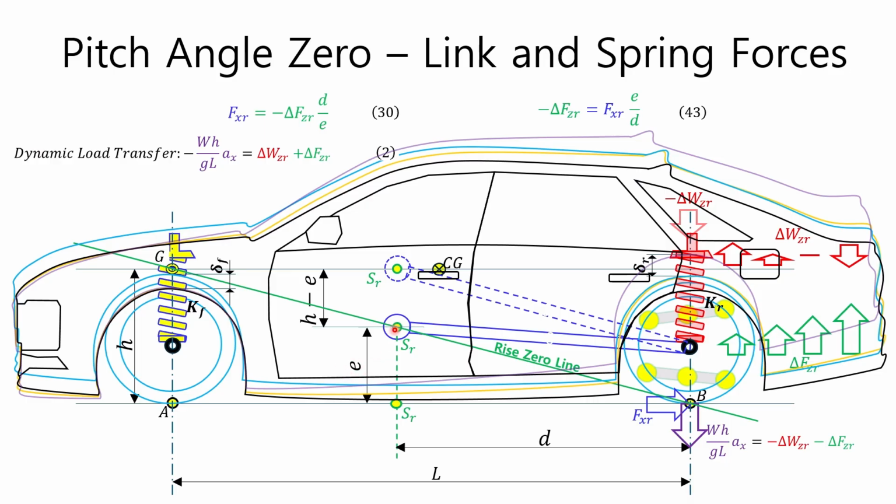In the case of rear wheel braking, if the height E of the virtual reaction point SR lies above the line connecting points B and G, the force acting through the rear spring acts as a compressive force. Consequently, the rear ride height decreases, while the front ride height remains unchanged.